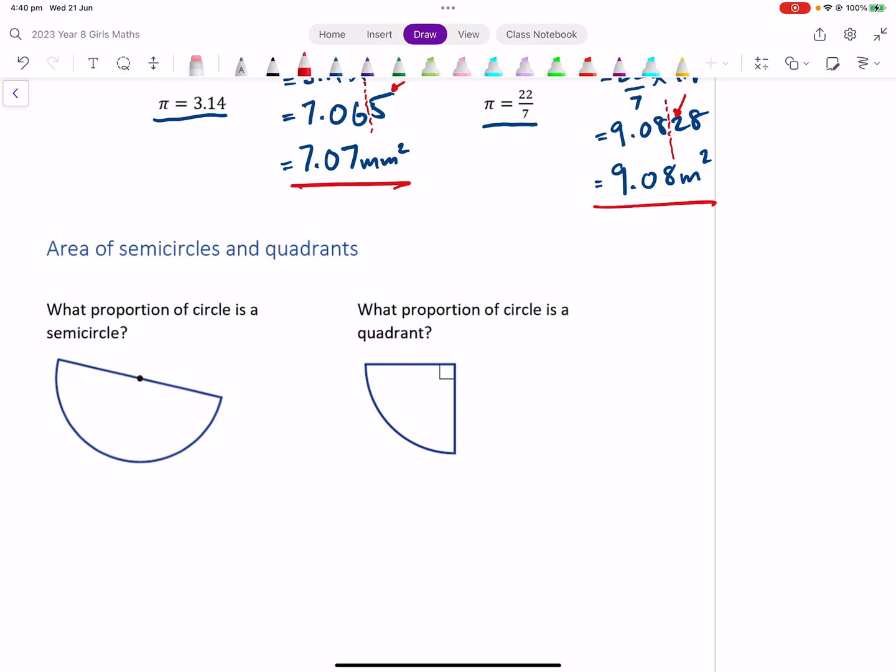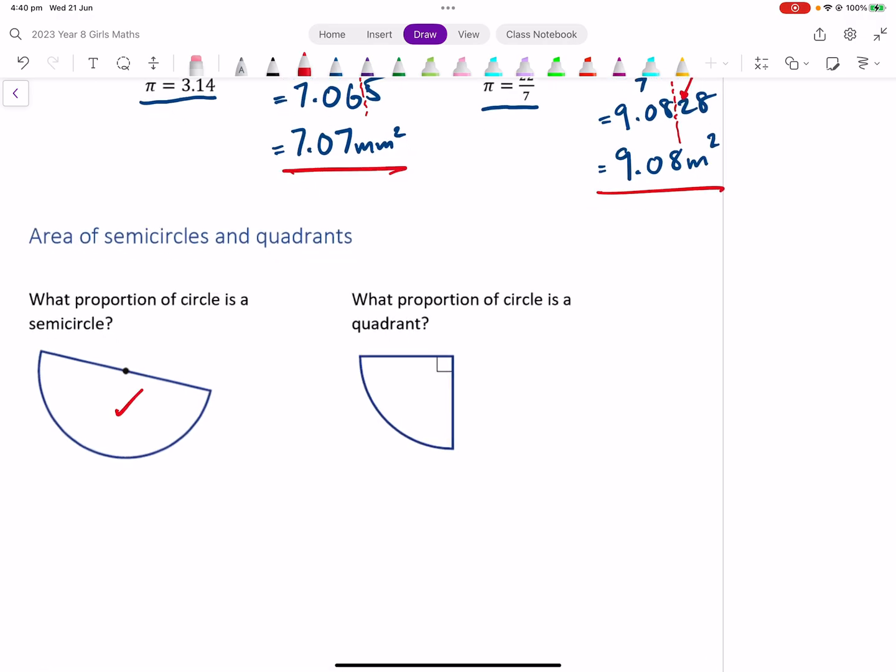All right, these two shapes that you can see here are called semicircles and quadrants. A semicircle is this one, and the quadrant, which divides a circle into 4, is this one. The question we're being asked here is, what proportion of a circle is a semicircle? Well, it should be pretty obvious that it's a half. And what proportion of a circle is a quadrant? It's 1/4.